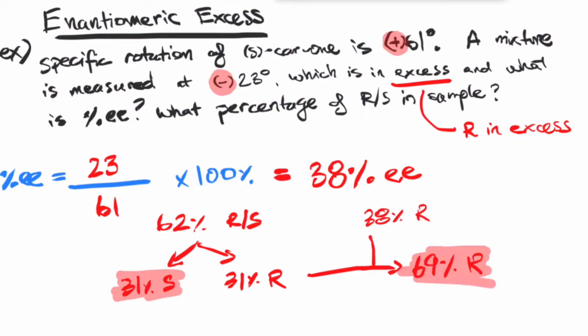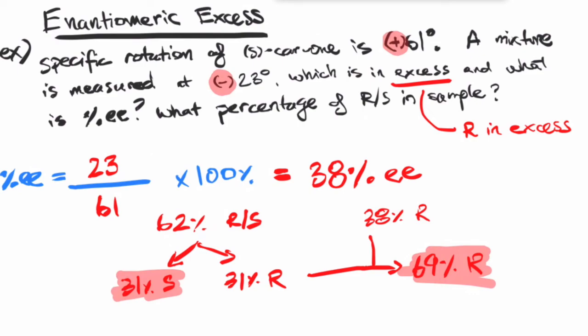R configuration. So another angle you can take to understand percent EE is that if you have a 38% enantiomeric excess, that means only 38% of that sample can rotate the light in one direction. Remember that the other 62% cancel each other completely, making the sample optically inactive. So only 38% of the sample can make this sample optically active.